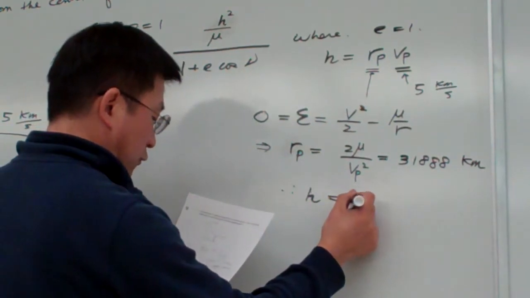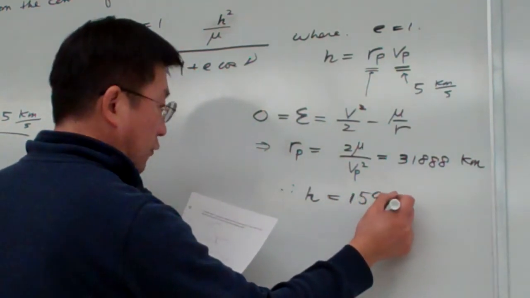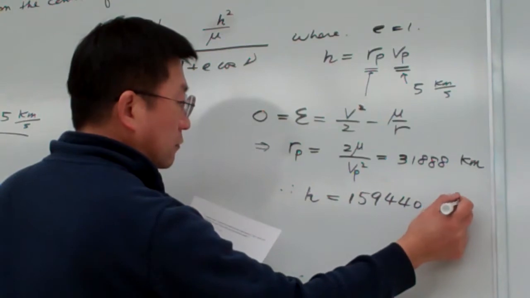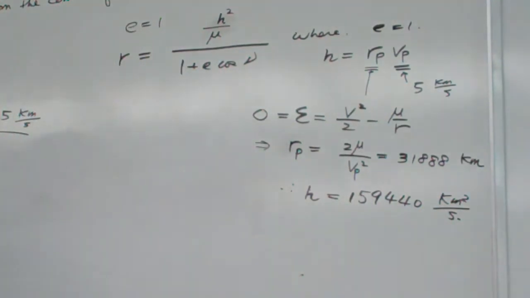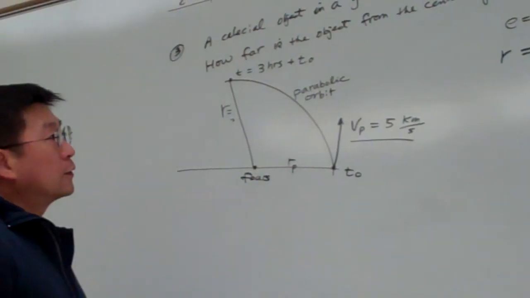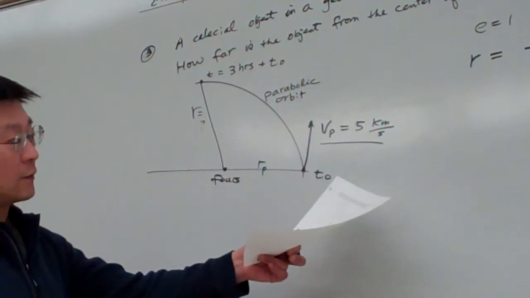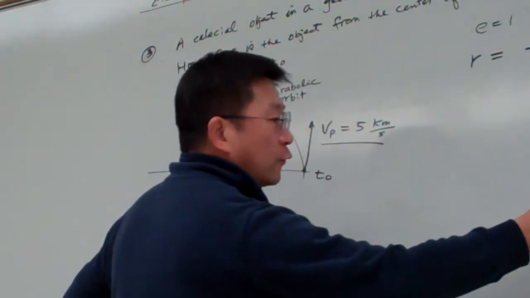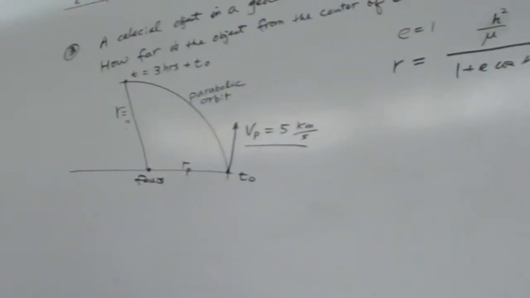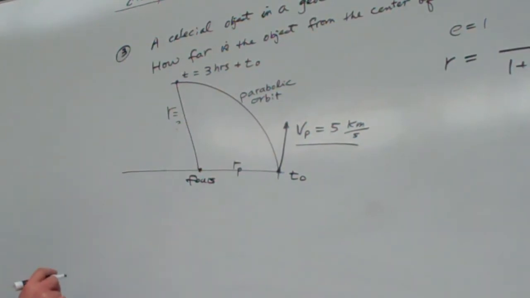h equals 159,440. I think that's it. I don't even need this one. What I'm doing is, I will stop a little moment for collecting the needed information, and come back to here for the parabolic orbit.